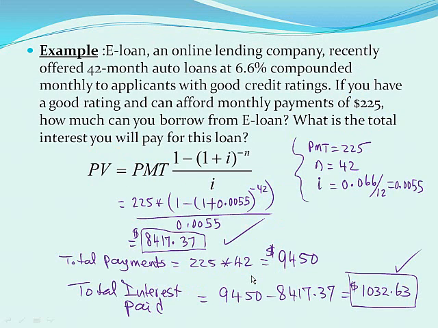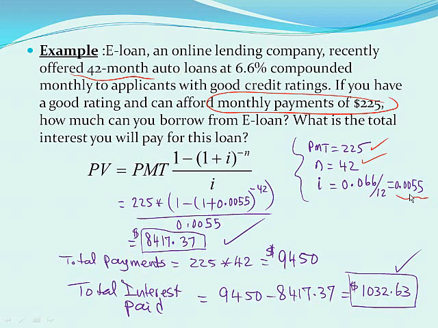Let's do one more example. eLoan, an online lending company, recently offered 42-month auto loans at 6.6% compounded monthly to applicants with good credit ratings. If you have a good rating and can afford monthly payments of $225, how much can you borrow from eLoan? What is the total interest you will pay for this loan? We are given the monthly payment. It's a 42-month loan, so n is 42. Interest rate per month is 0.066 divided by 12, which comes out to be 0.0055.